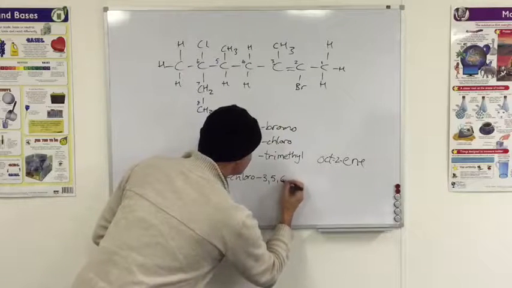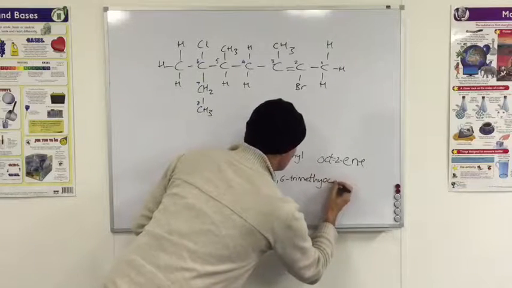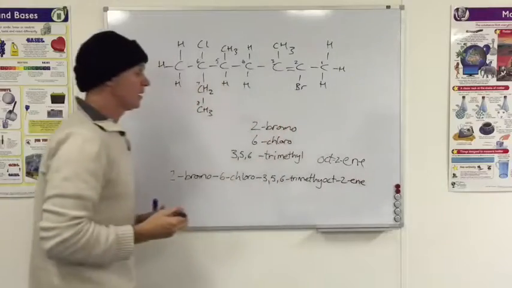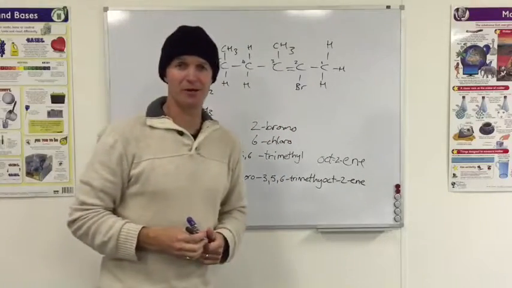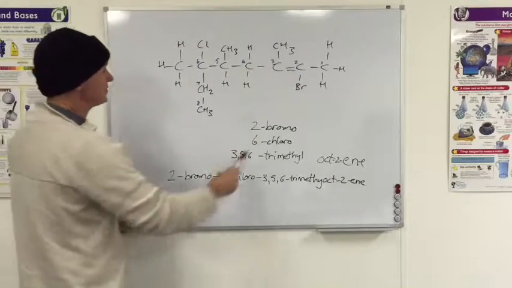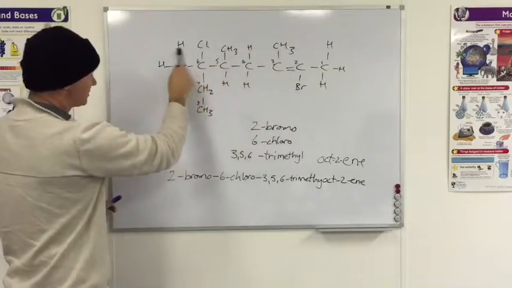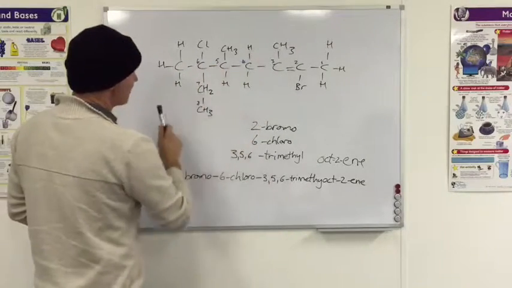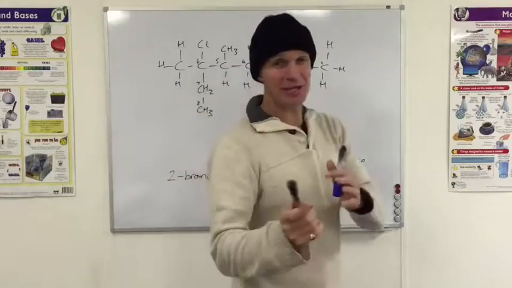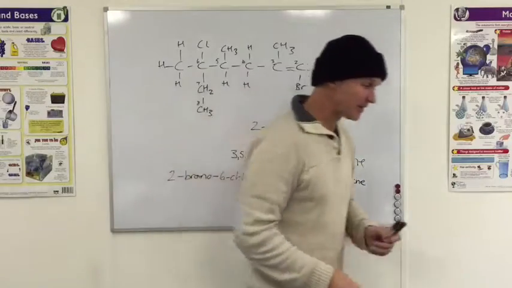3,5,6-trimethyloct-2-ene. I hope we've got that right. Okay, so that is a monstrous name. 2-bromo-6-chloro-3,5,6-trimethyloct-2-ene. Whew. Okay, you're not going to get something as complicated as that in your exam, you'll be glad to hear. So if you can nail that, then you can do anything.